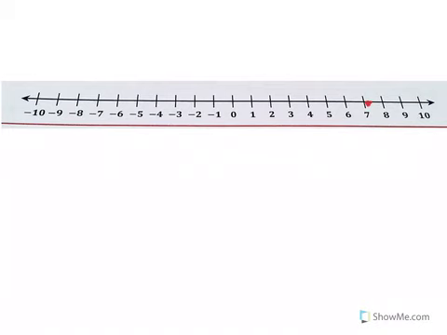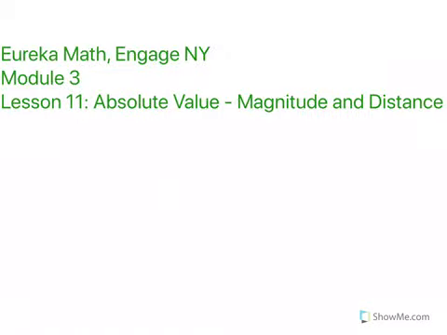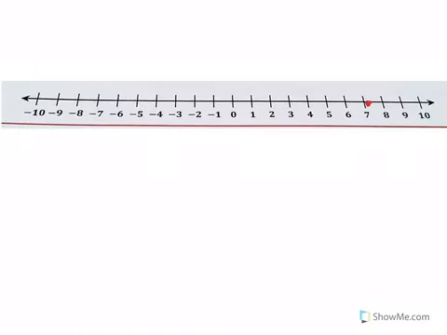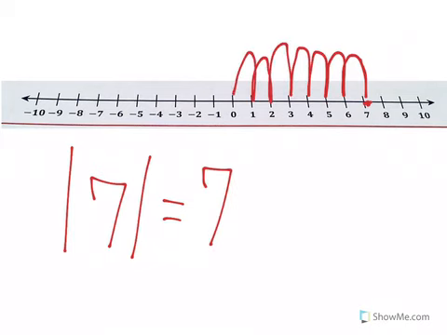So if we take the number 7 and we want to find its absolute value, we're looking to find out how far away from 0 that is. And you show absolute value like this. That means the absolute value of 7 is what? Well, we're going to go 1, 2, 3, 4, 5, 6, 7. The absolute value of 7 is 7.